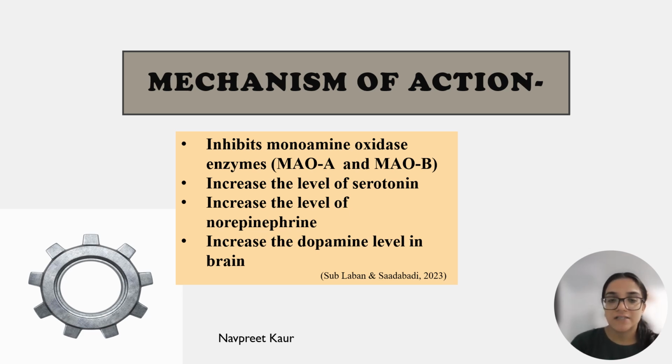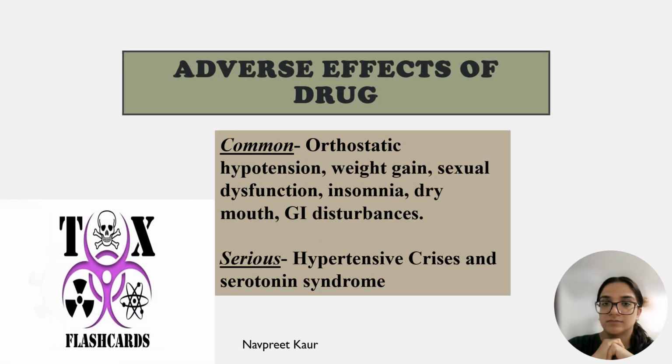First, I will start with the mechanism of action. As we know, MAOIs act as antidepressants. So how do they act? The MAOIs inhibit the monoamine oxidase enzymes. Basically, our body has two, MAOA and MAOB, which break down the neurotransmitters, lowering the level of serotonin, norepinephrine, and dopamine in the brain.